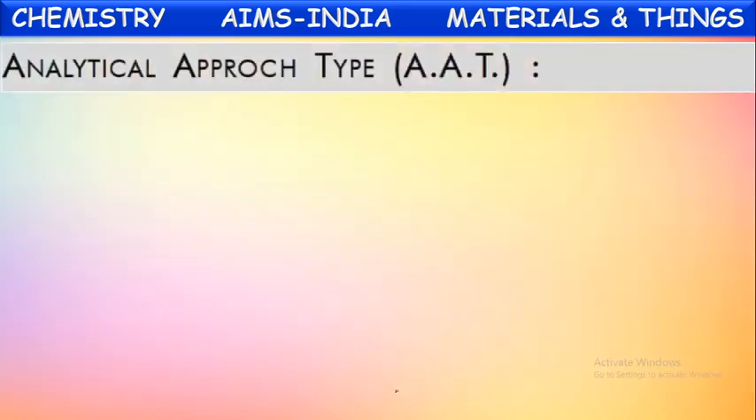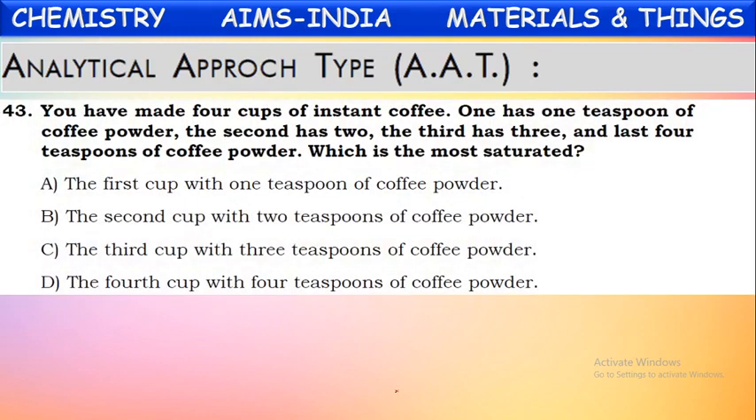Next, analytical approach type questions. Based upon the concept, you have to think and answer these questions. Let us see the question once. First one. You have made 4 cups of instant coffee. One has 1 tablespoon of coffee powder, the second has 2, the third has 3, and the last has 4 tablespoons of coffee powder. Okay, 4 cups of coffee are made. Each one is made with coffee powder only. The first one has 1 tablespoon of coffee powder, the second has 2 tablespoons, the third has 3, and the fourth has 4 tablespoons of coffee powder.